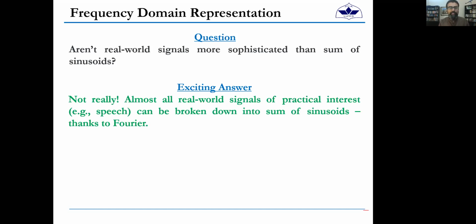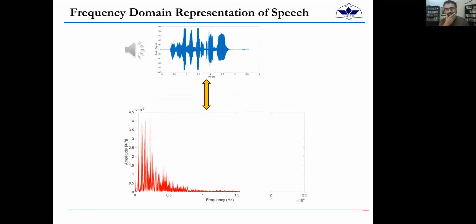Okay, what are the practical implications for this? So here's the frequency domain representation of speech. Okay, so over here is a speech signal, right? And this is actually, I believe, my speech. EE100 is awesome. So this is Hania, right?